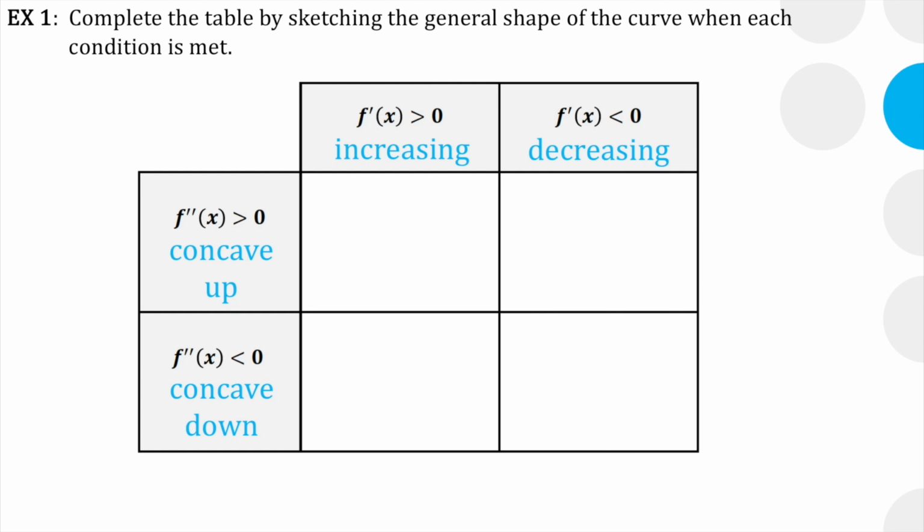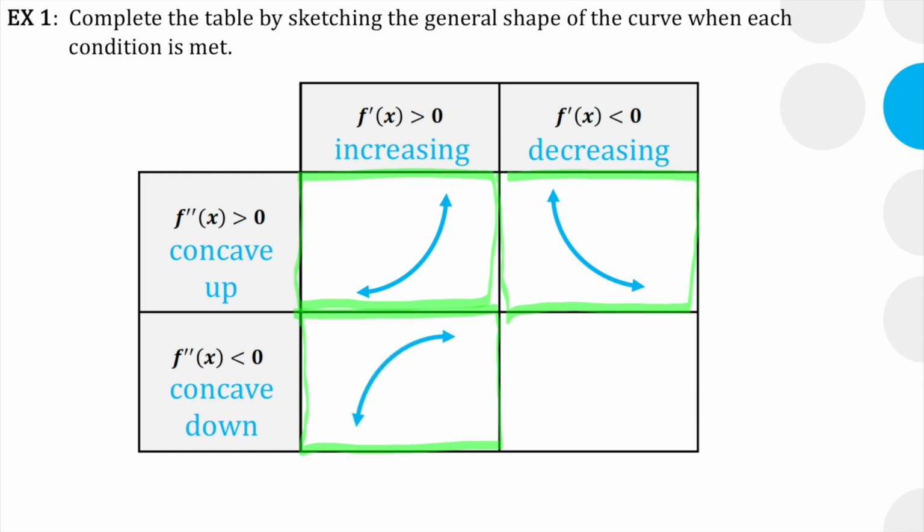Now we'll do a quick sketch. If we have a positive first derivative and a positive second derivative, it's increasing and concave up. If we have a negative first derivative, but a positive second derivative, it's decreasing and concave up. And then positive first derivative, negative second derivative is increasing concave down. And then both derivatives negative would be decreasing concave down. So with those in mind, let's begin.